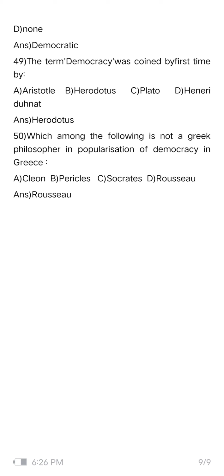Next question, our last question, is which among the following is not a Greek philosopher in popularization of democracy in Greece? Option A, Cleon, option B, Pericles, option C, Socrates, and option D, Rousseau. Right answer is Rousseau. Rousseau is not a Greek philosopher in popularization of democracy.